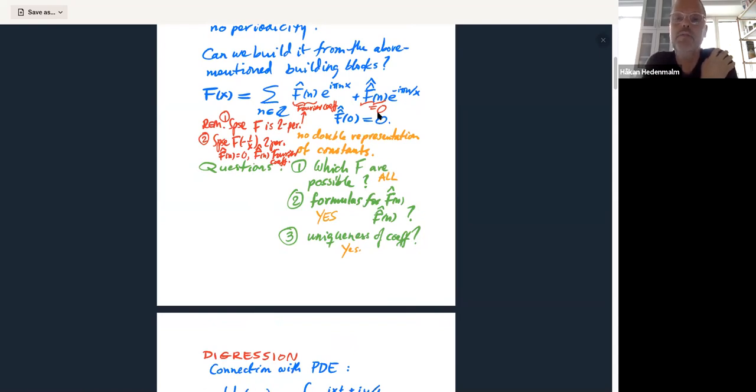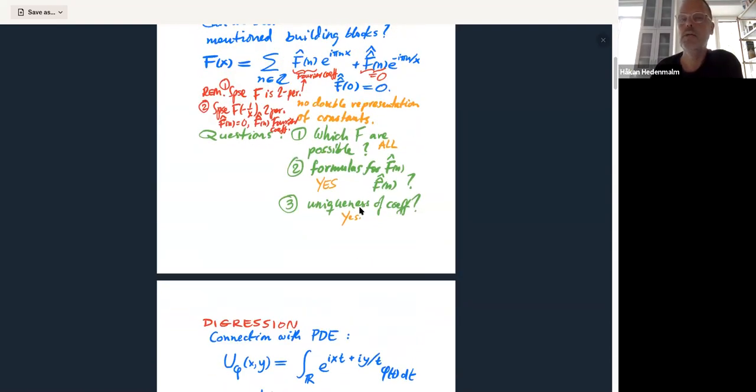Are there formulas for these coefficients? Yes, there are formulas. And are they unique? Yes, they are unique. Okay.